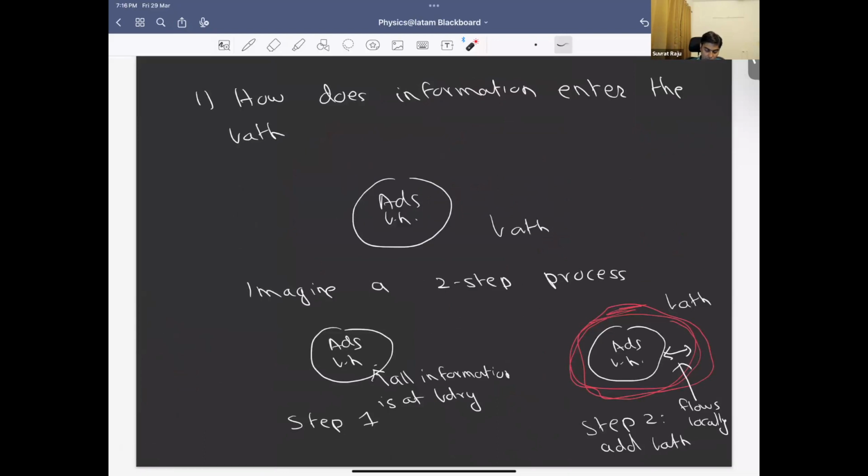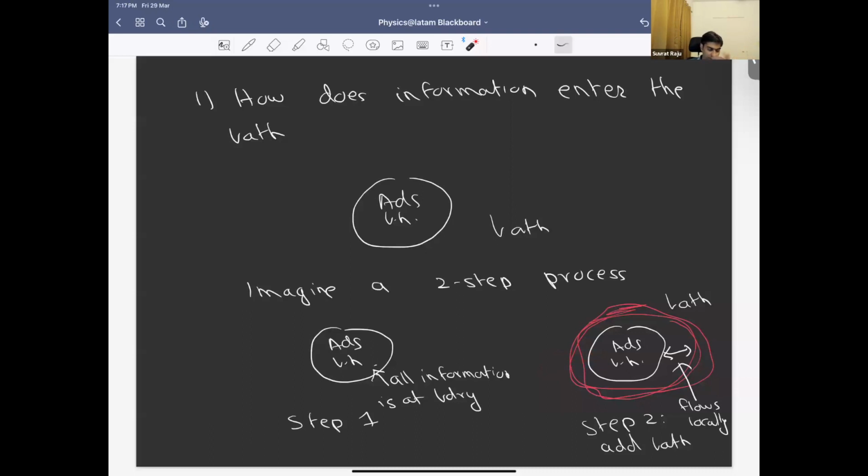You see, the information. Let's go back to this two-step process. The information was available here. First, there was no bath. All the information about the bulk is available here. Let's say there are 10 qubits of information here. All of them are available here in some scrambled form. Now I couple it to a bath. Of those 10 qubits of information, 2 qubits flow away. They go into the bath.